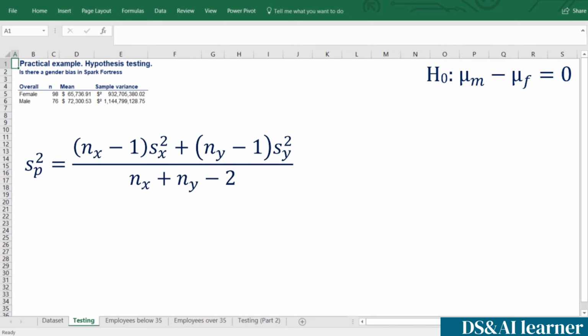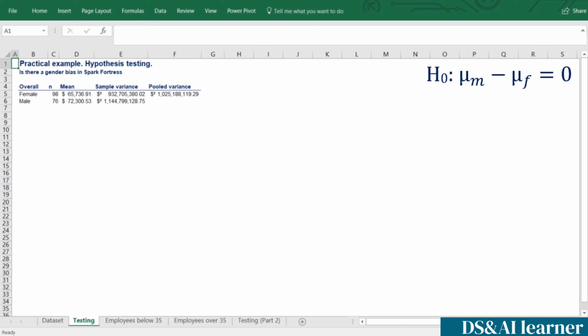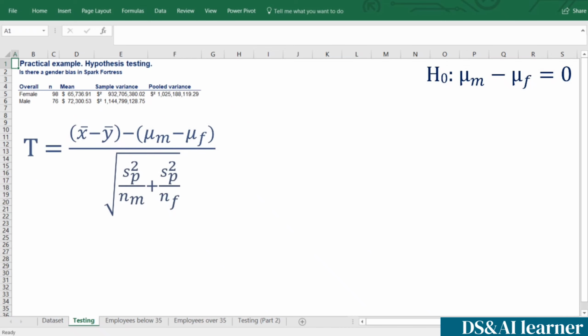Here's the good old formula. And here's the ginormous result. Finally, the t-score for this test is computed following the familiar expression. We get a t-score of 1.34. The degrees of freedom are 172.